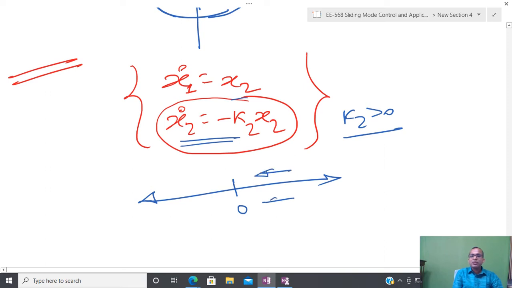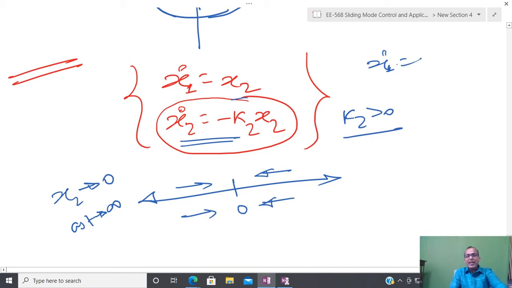Yes, converge. So it means that without solving, I can tell that x2 tends towards 0 as t tends towards infinity, because that is an independent equation. And as x2 tends towards 0, it means that x1 dot tends towards 0. So what can one conclude from this? If x1 dot tends towards 0, then what is the value of x1?